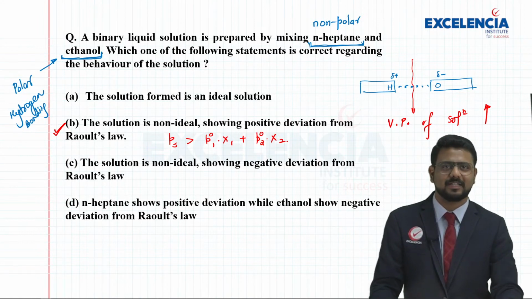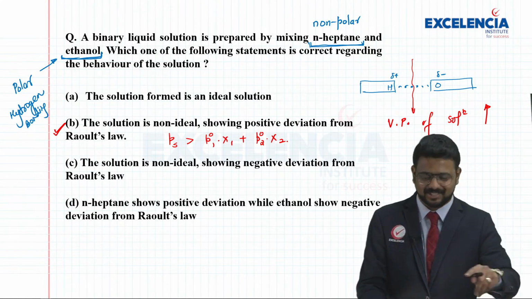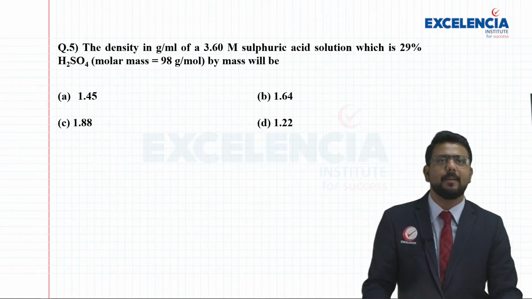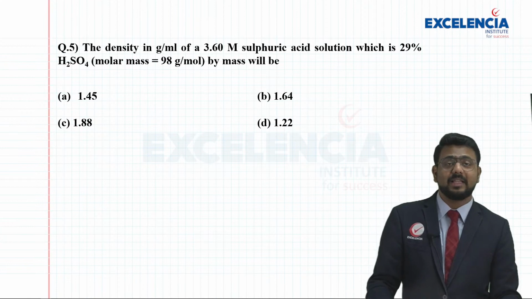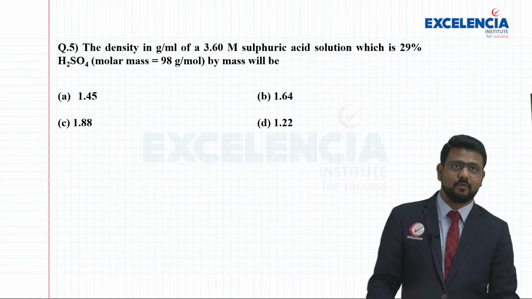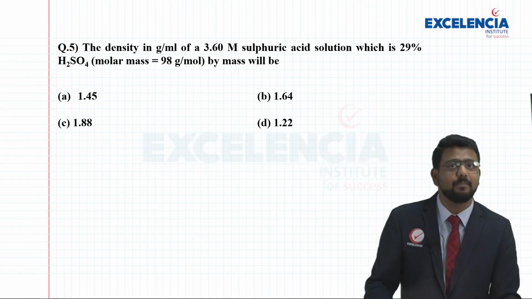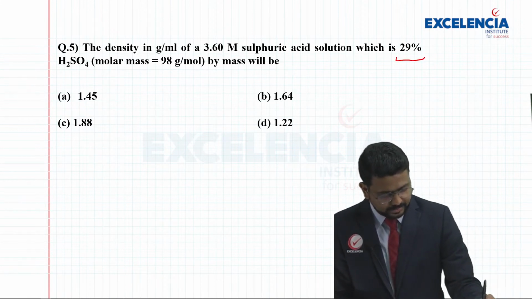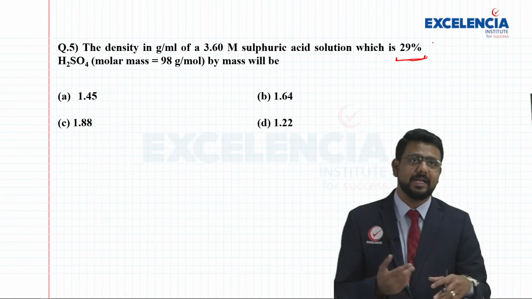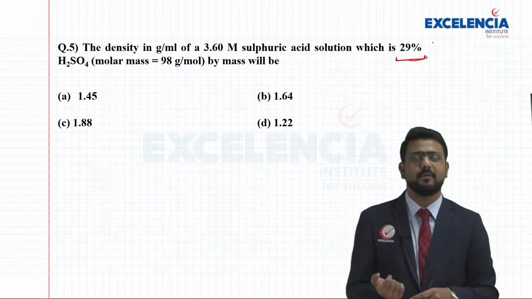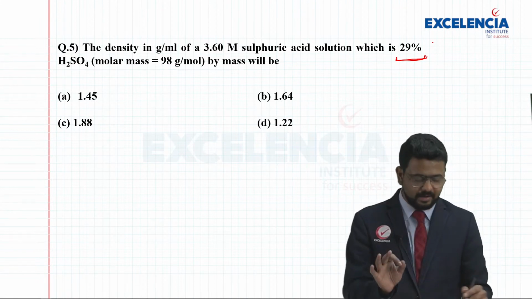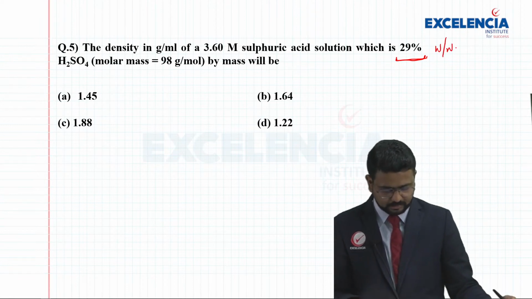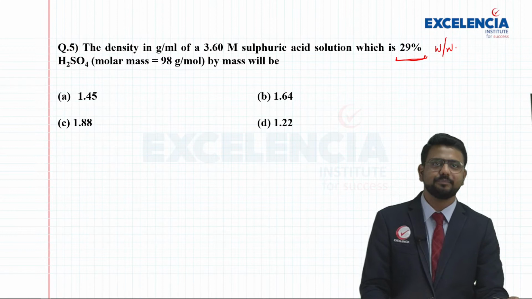I hope you got the clear understanding about this question. Alright, moving on to the next question here. The density in grams per mL of a 3.60 molar sulfuric acid solution which is 29% H2SO4. Okay, now the moment they give you this percent, and if they have not given you any indicator for that, whether it is weight by weight, weight by volume, or volume by volume, by default we consider this as percent weight by weight. Remember this, we will be considering this as percent weight by weight.